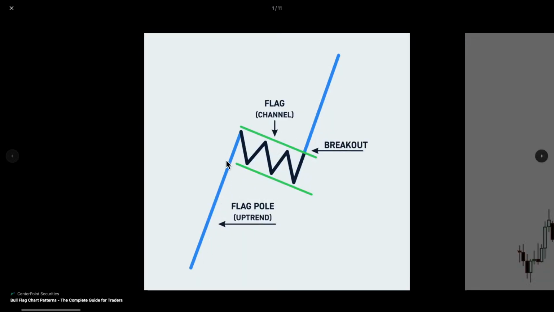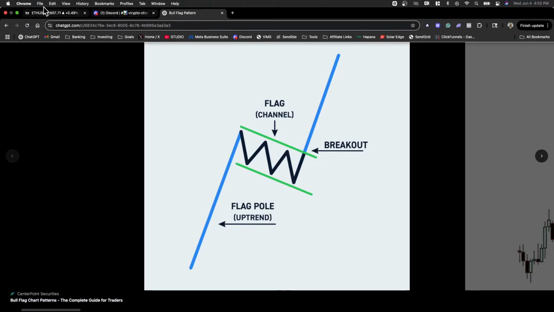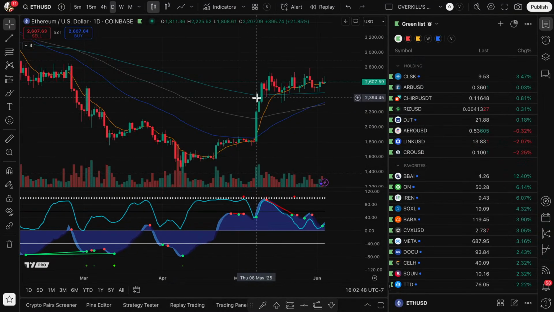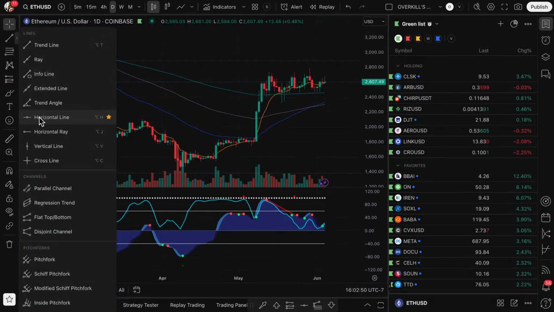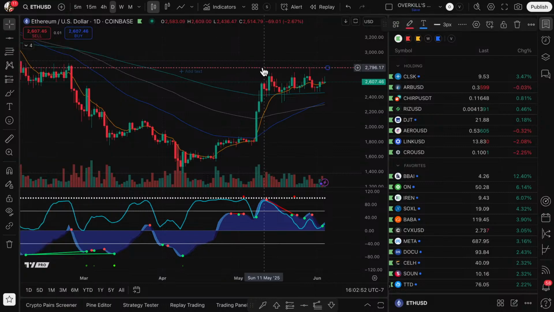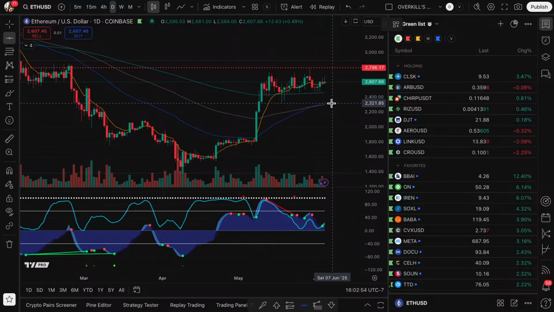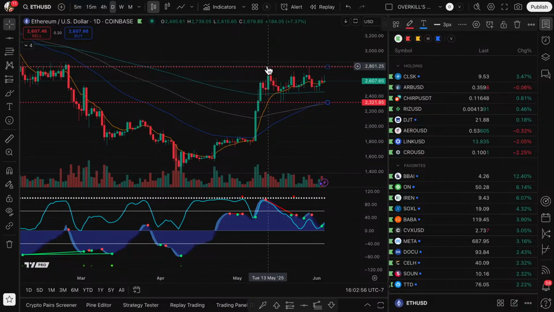What comes after the pull is the flag. The flag is when we're just kind of going sideways, bouncing up, down, up, down. You could see that in Ethereum's price action right now. I mean, I could draw the flag right here with a couple of horizontal lines. See, that's the flag. We're just chopping.